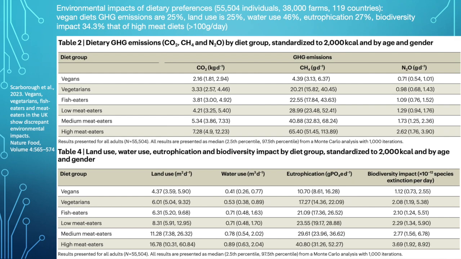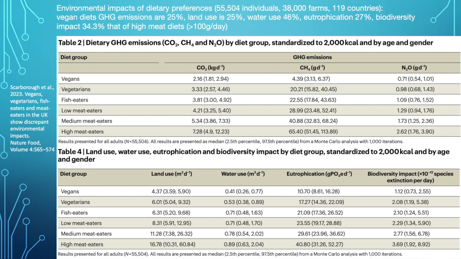One of the most recent studies, which literally came out exactly a month ago, was done by Oxford University, and interestingly Griffith University is involved in that study as well. It's an impactful study in that it has taken into account a huge cohort of people, over 55,000 individuals across 38,000 farms and 119 countries. That's how the data has been collated.